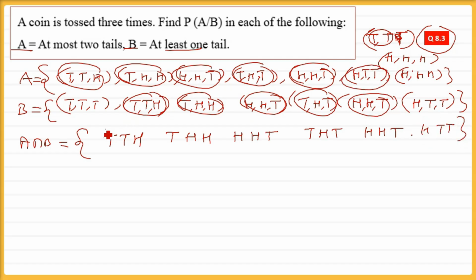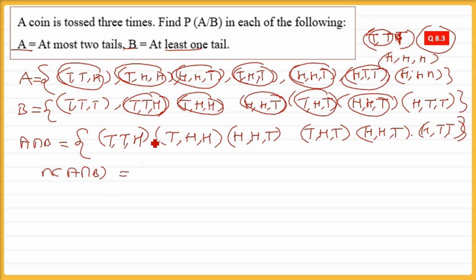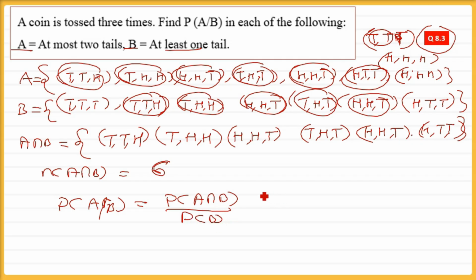So in all, how many elements are there in this A intersection B? 1, 2, 3, 4, 5, 6. So I'm just writing this. Comma is very important. Braces is important just to represent it as a set. Now this N(A intersection B) is needed for the probability. 6 elements are there in A intersection B. So probability of A by B is probability of A intersection B divided by probability of B. And this is nothing but number of elements in A intersection B divided by number of elements in B.